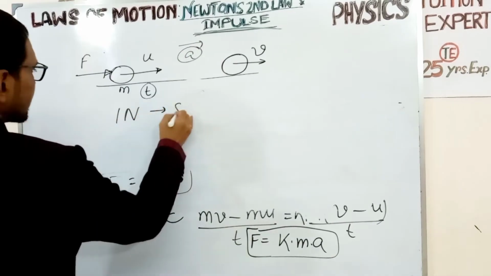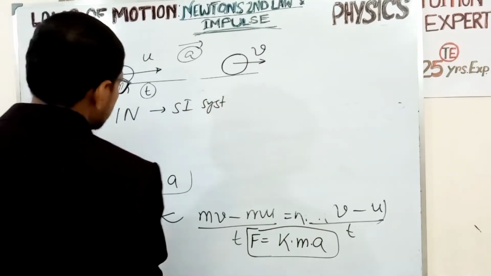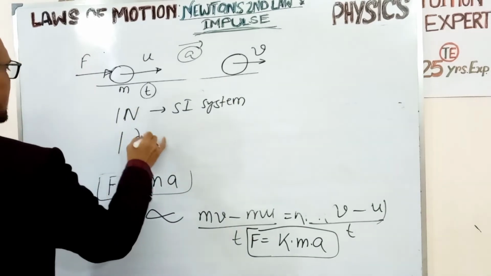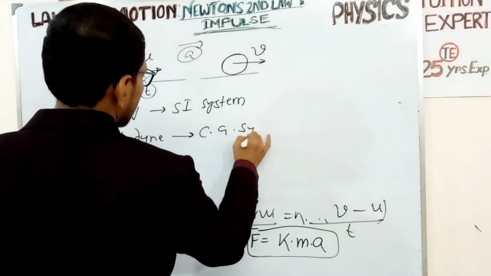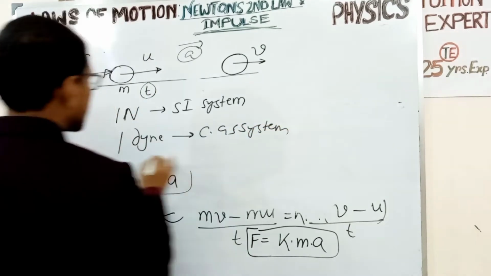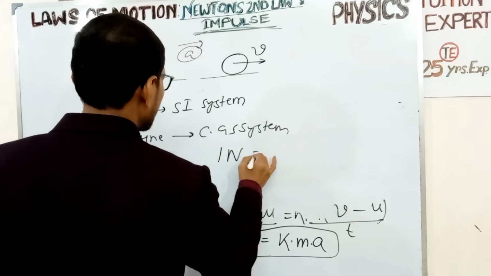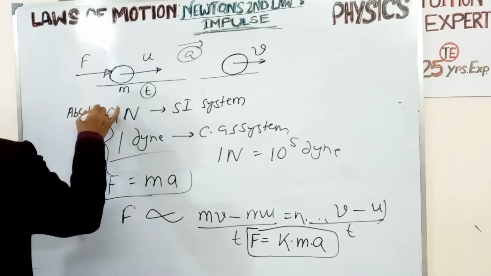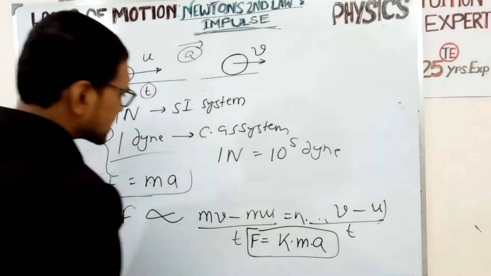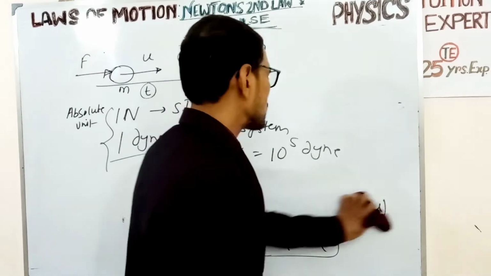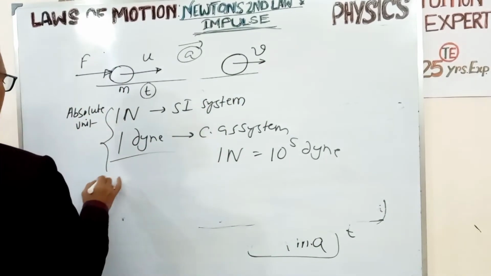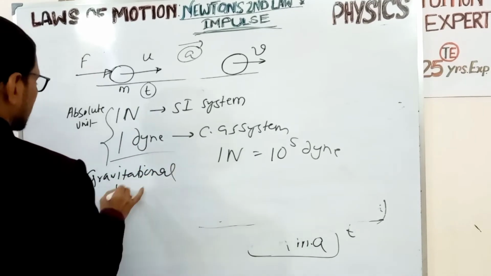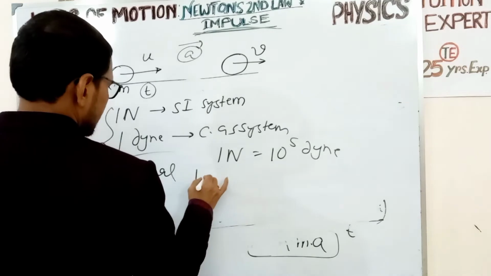Now in the SI system, the standard international system, the unit is Newton, and in the CGS system it is dyne. What is the relation between Newton and dyne? 1 Newton equals 10 to the power 5 dyne. Now this is called the absolute unit, and another unit is called the gravitational unit, which is 1 kg force, or 1 kg weight in the SI system.